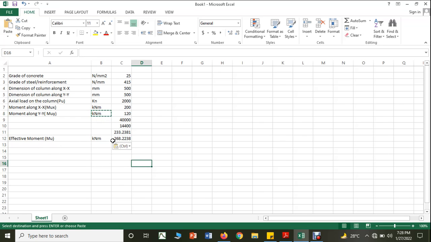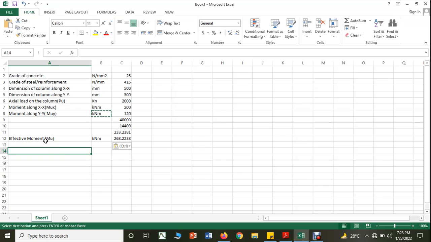So this will be your effective moment Mu, because I have taken the effect of both moments along x and y. Now since you have only one axial load, that is Pu, and only one moment, I can design it as a uniaxially loaded column. Therefore I will find the value Pu by fck bD. Before that, I need the value d dash by D.